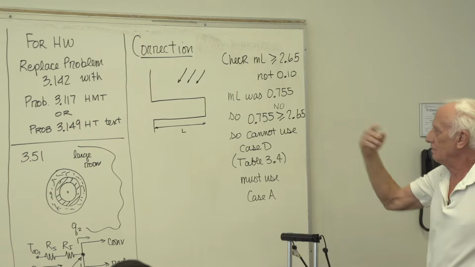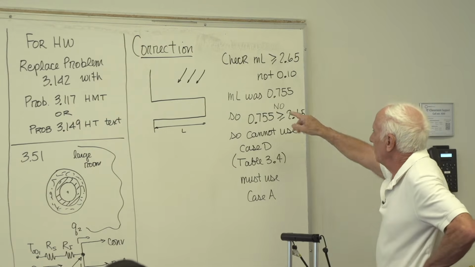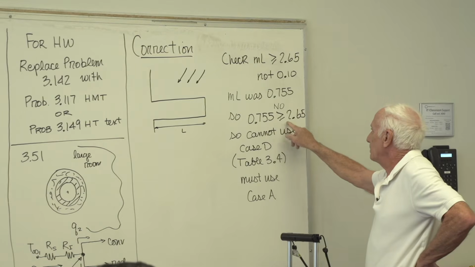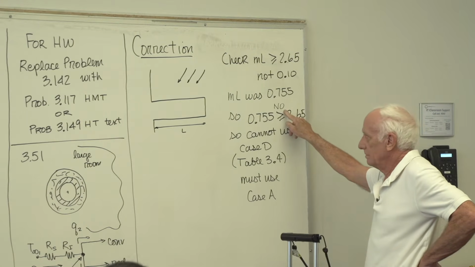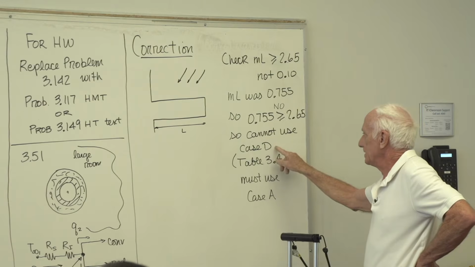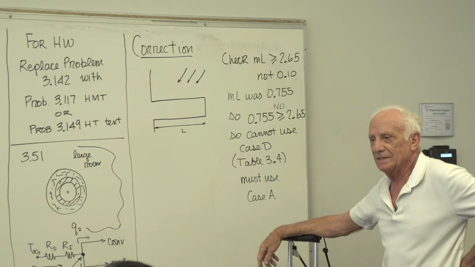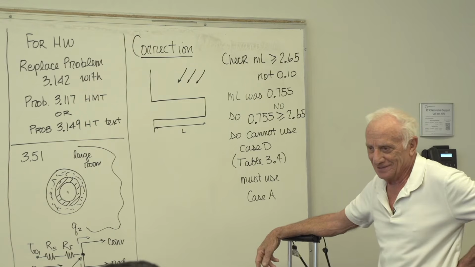Is it yes? Is it no? The mL value was 0.755. Is that larger than 2.65? No. So we cannot use case D on table 3-4. We have to use case A. So make that correction in your notes, okay?